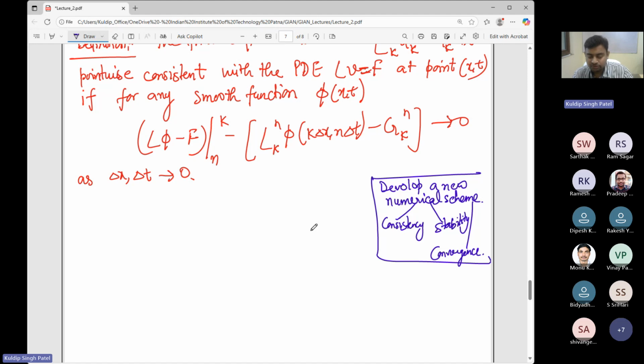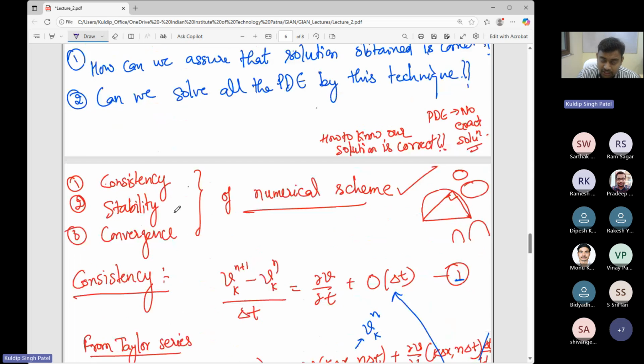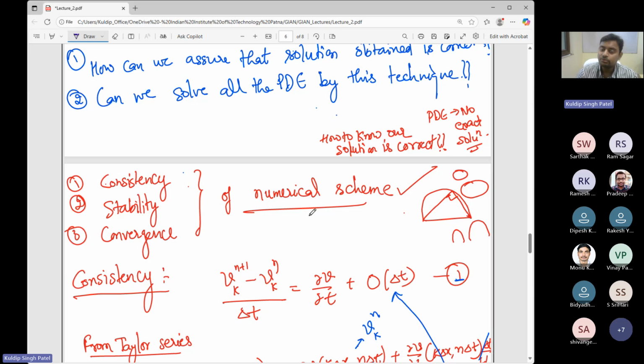There is another way of proving consistency, in norm actually. But I think we should not go into that, because we have limited time and we have to do many things. So consistency is comfortable. Now we should see the stability. This is, I think, the most crucial thing for our numerical method: whether our numerical scheme is stable or not.